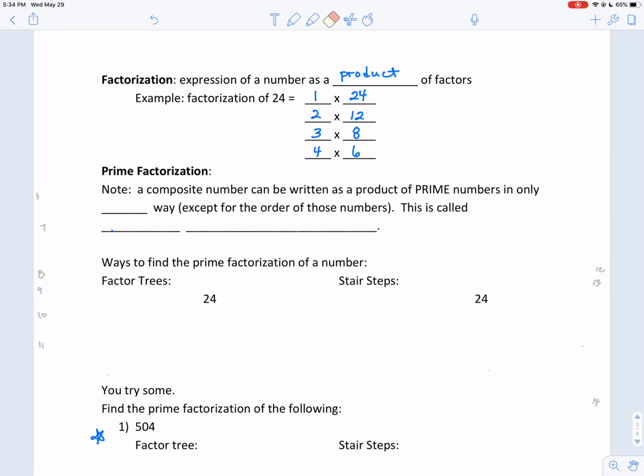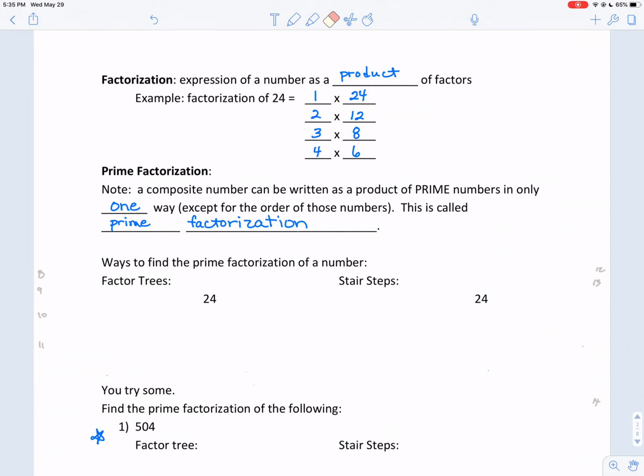So what is prime factorization? Well, prime factorization is when you write a composite number as the product of prime numbers. This can only be done in one way, except of course we could rearrange those numbers. But this is called prime factorization. So let's discuss two ways to actually determine the prime factorization of a number. One is called factor trees and the other is the stair steps. Factor trees you may have heard of before in elementary school.